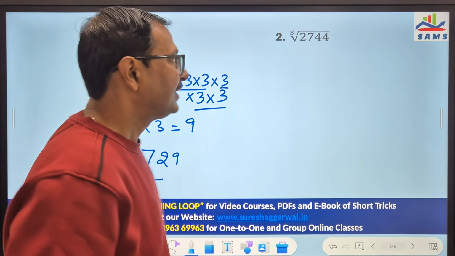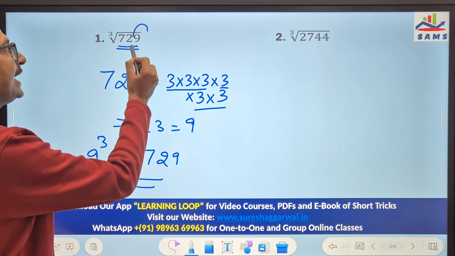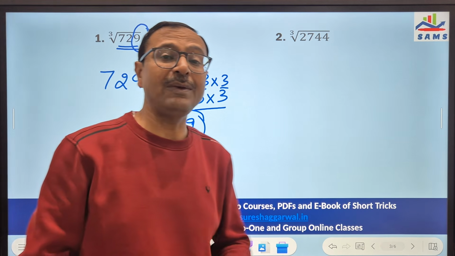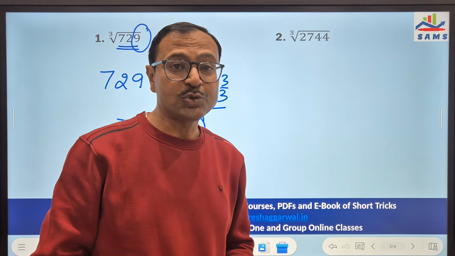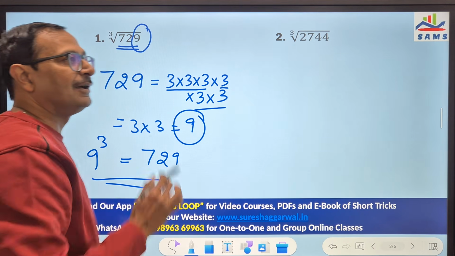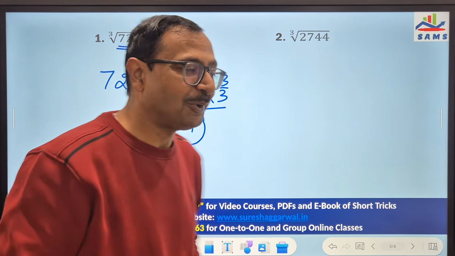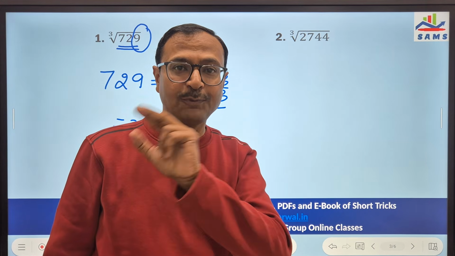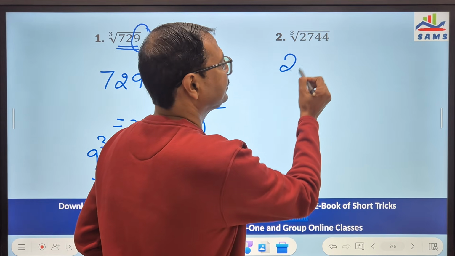2744. The unit digit here was 9, and therefore your answer was also 9, because there is only one single digit number whose cube ends in 9. 9 cube ends in 9. So the answer had to be 9 only. Okay, that is another way of thinking about this. Now 2744. Look at this.